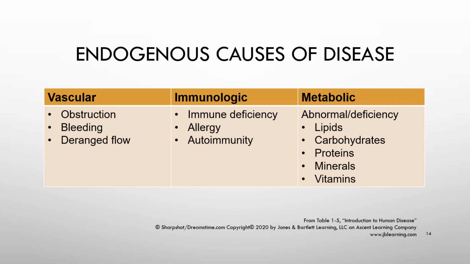Endogenous causes remind us that disease doesn't always need an outside trigger. Sometimes disease happens because normal systems, vascular, immune, or metabolic, lose balance. Pathology is largely the study of how those imbalances show up at the tissue and cellular level.